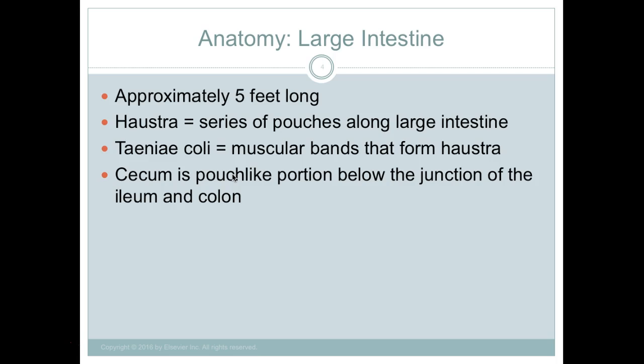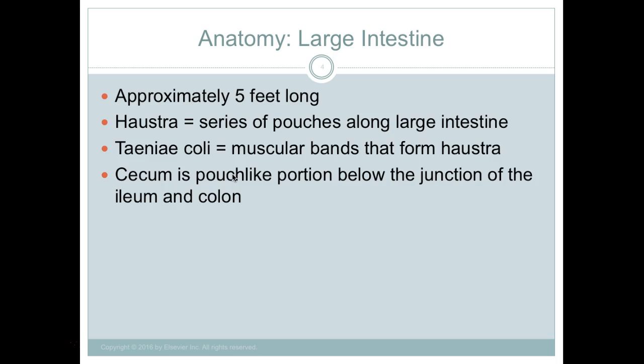It has haustra, which are a series of pouches along the large intestines, and that's how you tell the difference between the small and the large intestine: these haustra. The teniae coli are muscular bands that form the haustra, and I'll show you where the haustra are and what they look like, and what the teniae coli look like also.